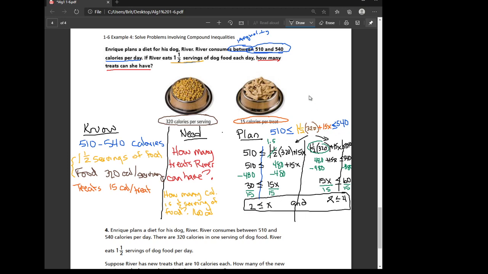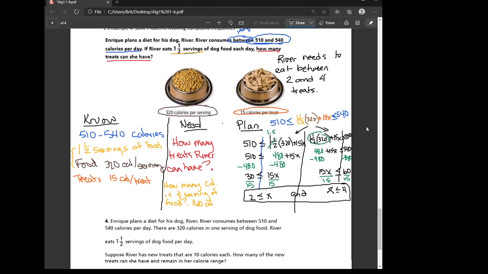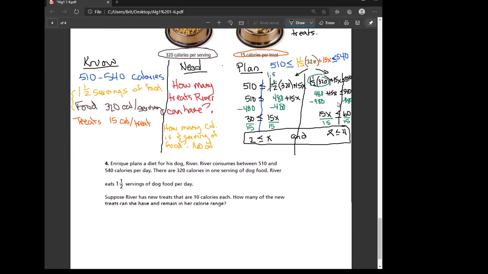Or if we want to write it as a word answer, that's how we answer word problems usually, I would say River needs to eat between 2 and 4 treats. Okay.